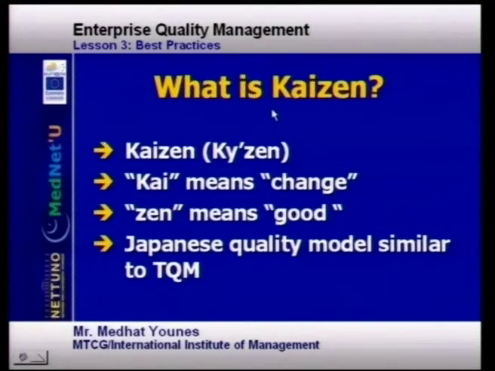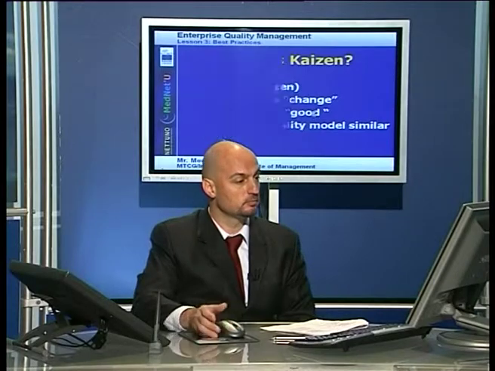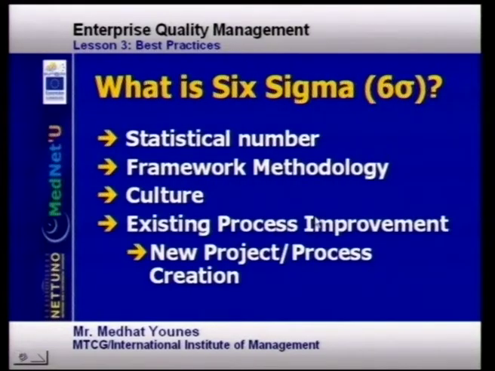With the previous slide, we concluded the fourth management framework. With this slide, we're going to discuss the fifth management framework, which is Kaizen. So what's Kaizen? Kaizen is another Japanese-inspired quality system based on continuous improvement, similar to TQM. Kai means change. Zen means good. In short, this phrase means change for better, or continuous improvement too. By the way, it's very similar to TQM.